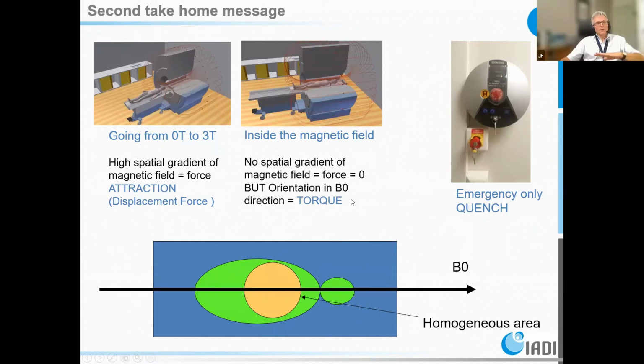The system wants to go in the direction of B0. What you have to remember too, we have only 40 to 50 centimeters where the signal is homogeneous. We can do MRI here. If not, you have to move the patient in the middle. And the last thing I want to mention here is you have to know where the quench button is, for emergency use only.